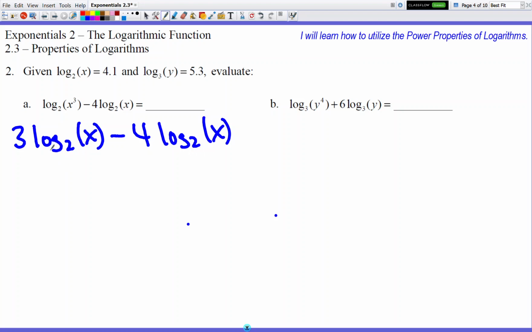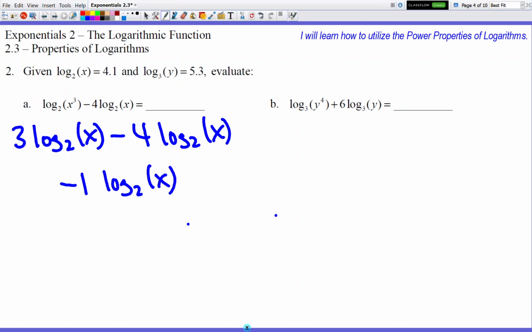Both of them have the word log. They both have base 2. They both have parentheses x. So you can consider these like terms. All you have to do is go 3 minus 4. And what do you get when you go 3 minus 4? You get -1 log base 2 of x.